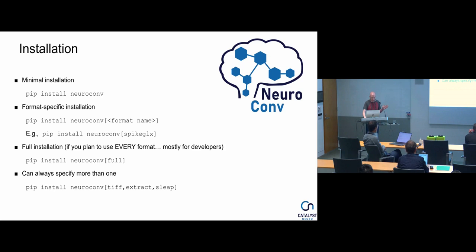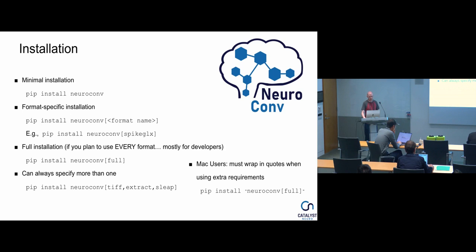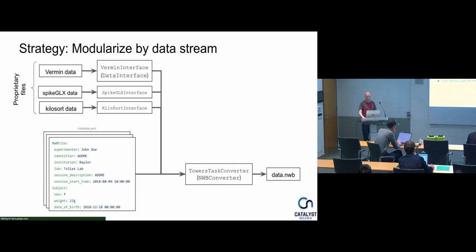Just a quick plug for extra requirements syntax. You can always specify multiple ones. So if you have an experiment that uses TIFF files, you ran SLEAP on some behavioral video, and then you process your TIFF files with the EXTRACT algorithm, you can specify all three of those as extra requirements, and it'll aggregate all of the secondary requirements and install them for you. Quick mention, if you're a Mac user, the one annoying thing about extra requirements, you have to wrap them in quotes to get it to work. Otherwise, it will give you some not terribly readable error warnings.